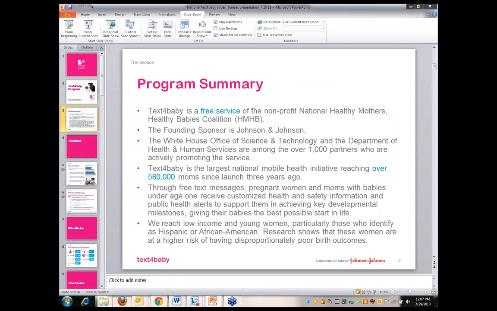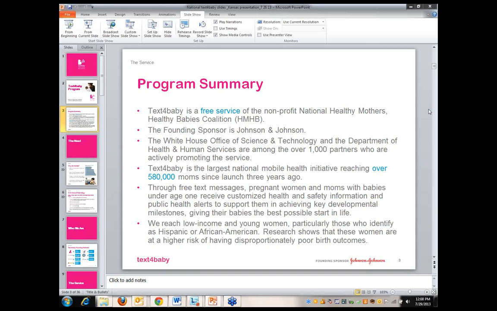So the Text4baby program. Some of you might be already familiar with the service, but just to give you an overview, the Text4baby service is a free program based at National Healthy Mothers, Healthy Babies Coalition. Our founding sponsor is Johnson & Johnson, but it really is a private-public partnership made up of a number of different organizations and agencies that were integral in launching the program over 3 years ago. White House Office of Science and Technology, Department of Health and Human Services, as well as a variety of others. Over 1,000 partners to date are involved in promoting the service.